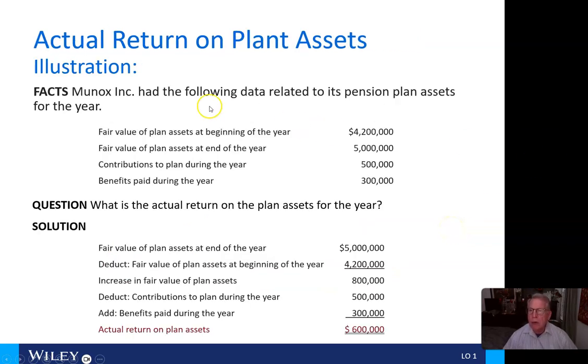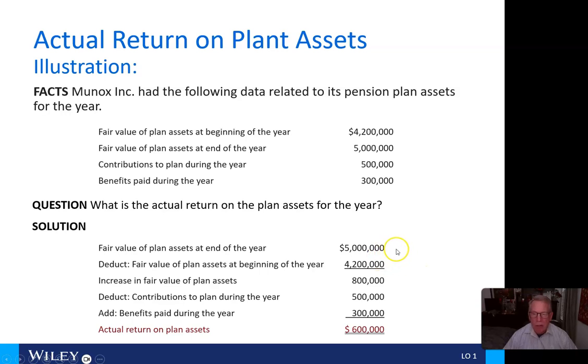So here's an illustration from Munich's Incorporated, and it had the following data. Here's the fair value of plan assets at the beginning of the year, the fair value of the plan assets at the end of the year, the contributions to the plan during the year, and the benefits paid during the year. So we simply plug these numbers into the previous slide's formula to determine what the actual return on the plan assets for the year would be.